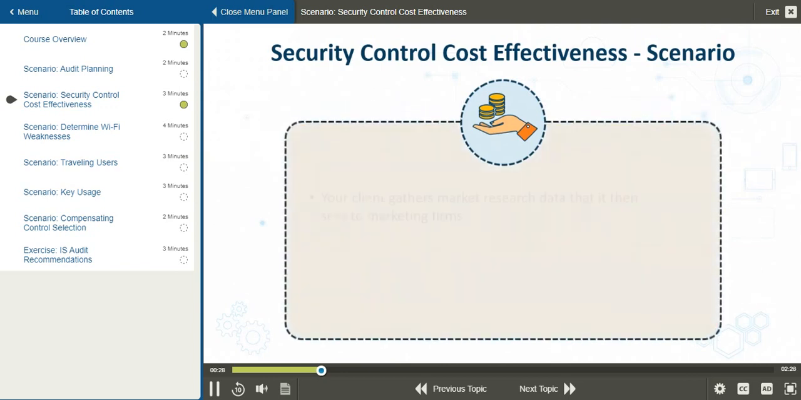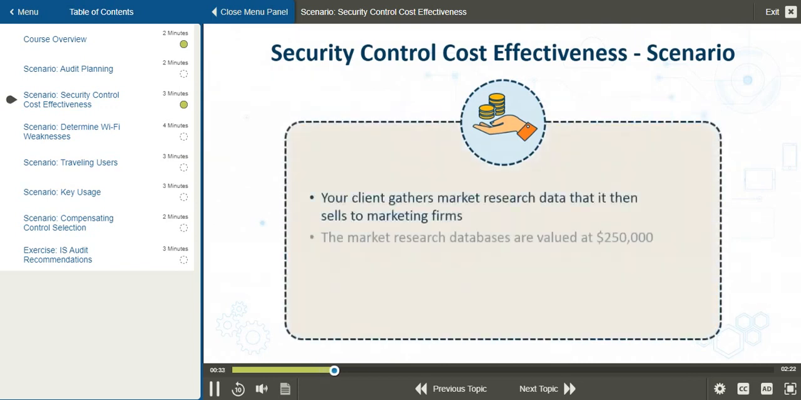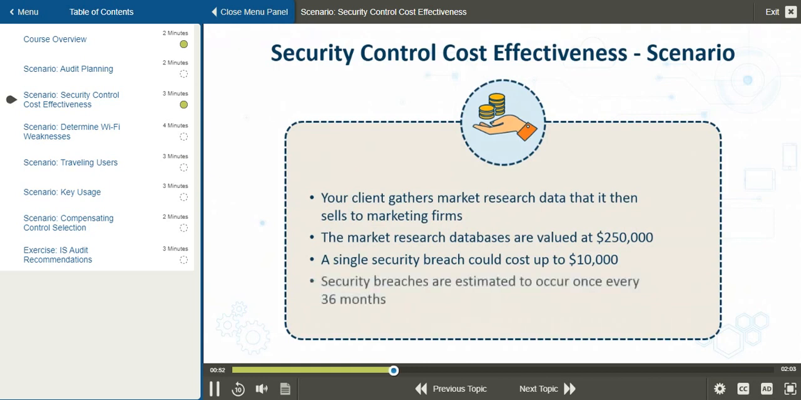In our example, let's assume that our client gathers market research data that it then sells to marketing firms, and it's set a value on those market research databases at $250,000 in total. However, a single security breach, based on historical past incidents, could end up costing up to $10,000 if a security breach occurs against the market research databases, so $10,000. And security breaches are estimated to occur once every 36 months. So in other words, once every 3 years.